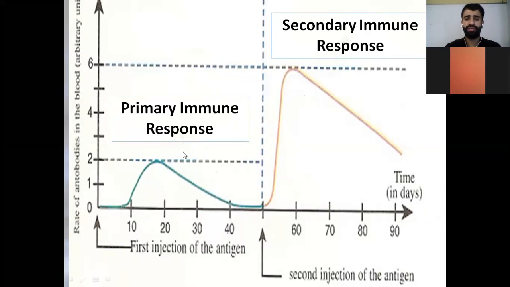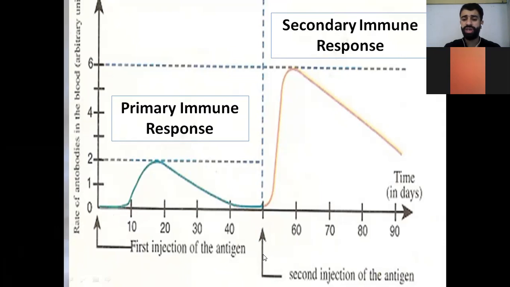If you look at the graph here, the primary immune response starts after 10 days of the injection. Injection is at day 0, and the immune response starts at day 10. So the latency is the time needed to start the immune response. The time needed is 10 days, so the latency is 10 days in the primary.